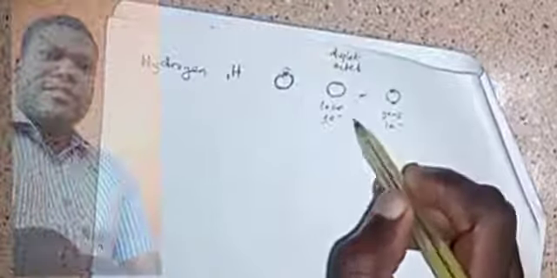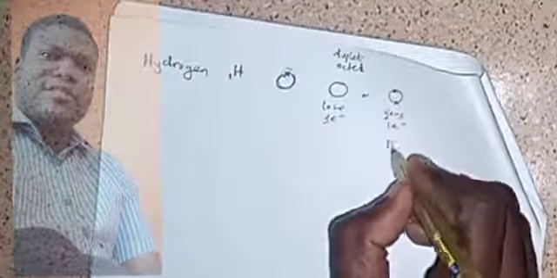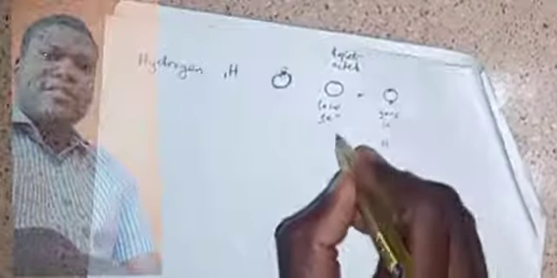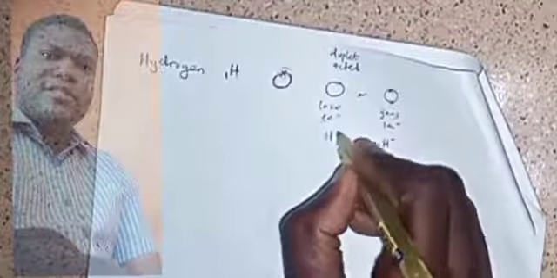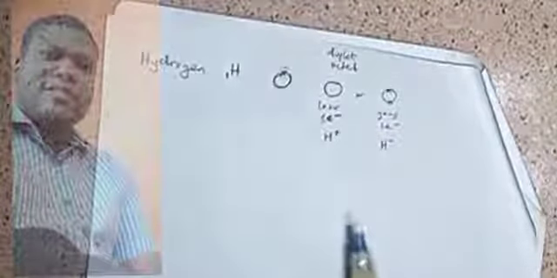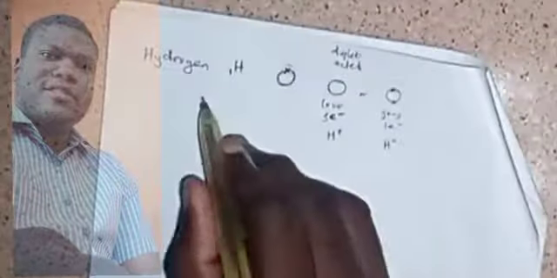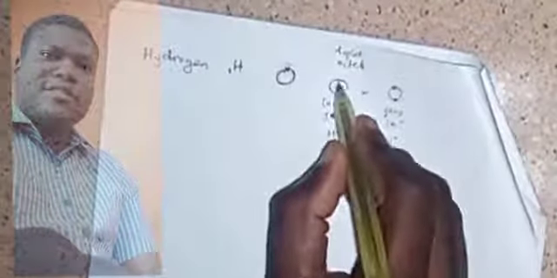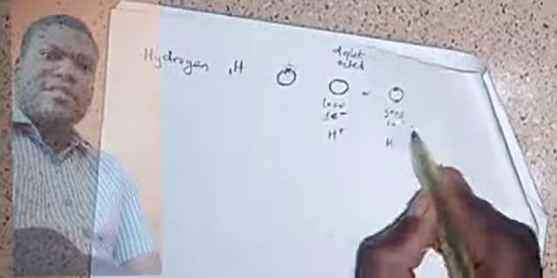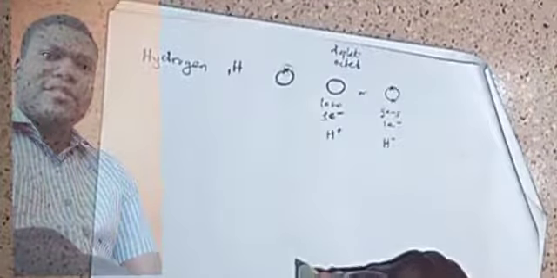Anytime anything gains electrons, we should know that thing becomes negative, because electron itself is negative. But when an element loses electrons, it becomes positive. The reason is that electron on its own is negative. So gaining electrons makes you negative and losing electrons makes something positive. So hydrogen can either lose an electron to form an empty orbital or gain an electron to form a duplet state. Are we getting that now?